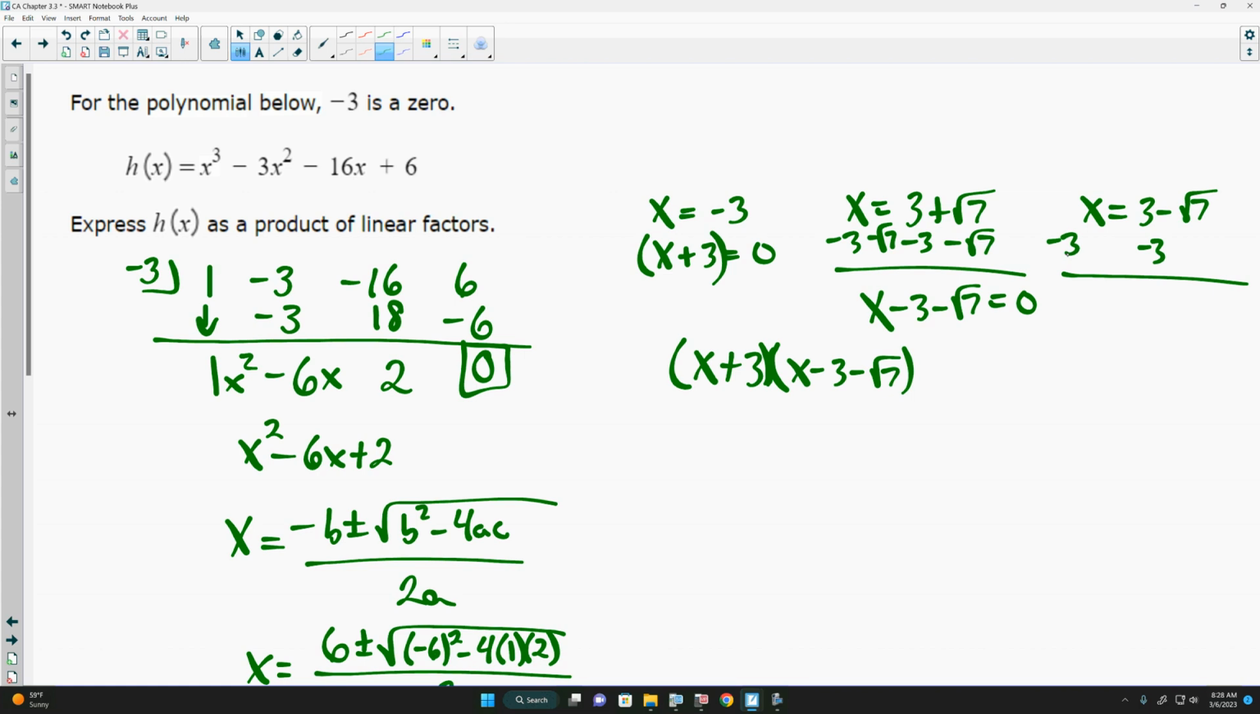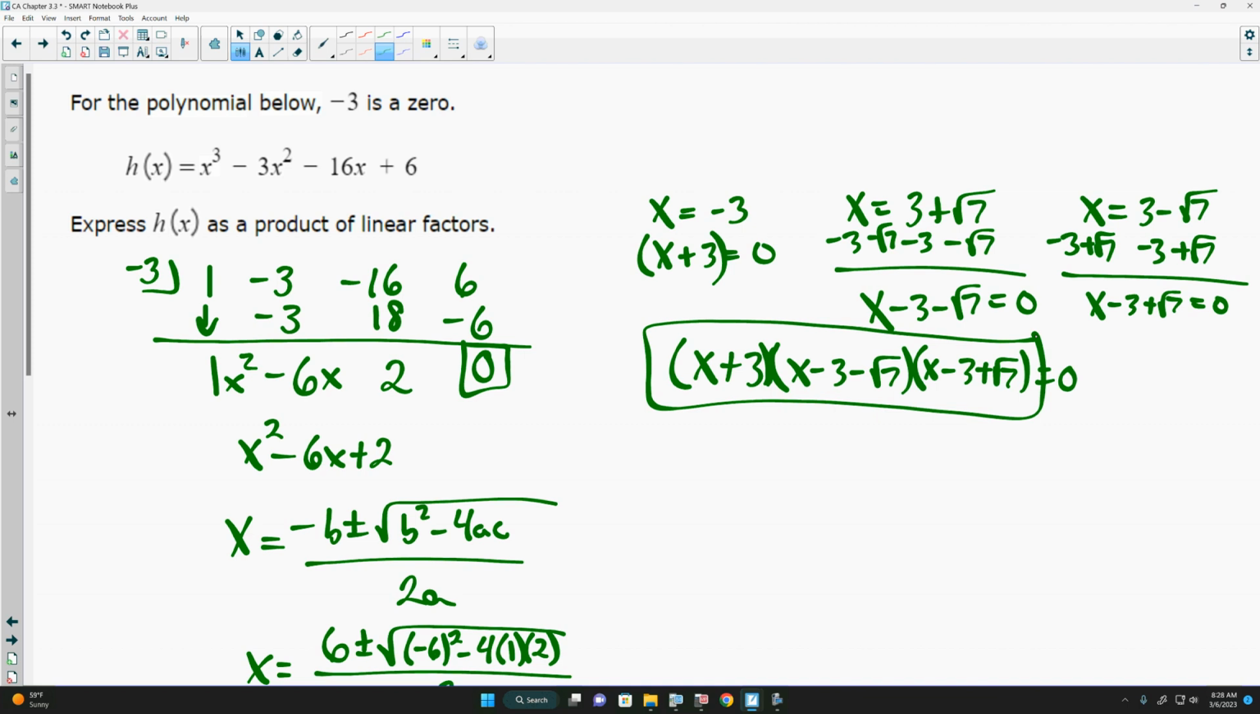Now for the other one, we will minus 3 from both sides, but this time we'll add square root of 7, telling us x minus 3 plus square root of 7 is the solution, which means it's also a factor. So this here written as a product of linear factors would be x plus 3 times x minus 3 minus the square root of 7 times x minus 3 plus the square root of 7. And that'd be it.